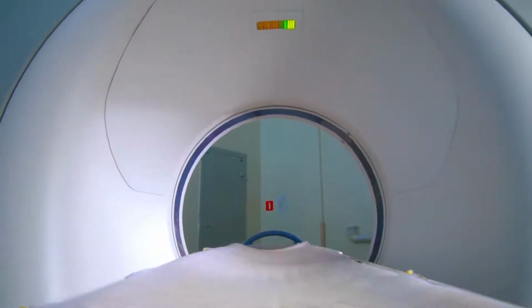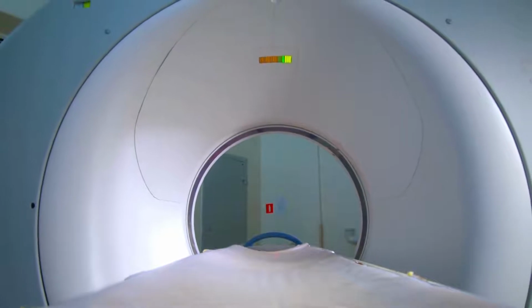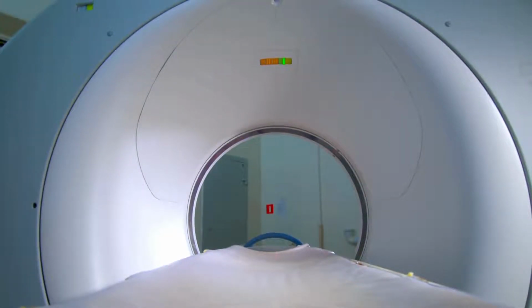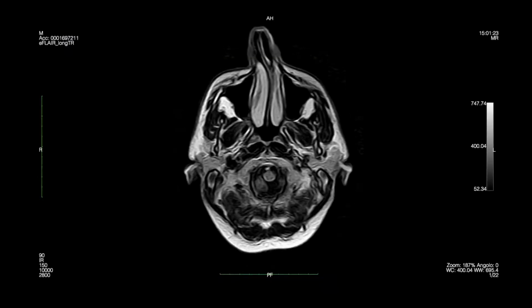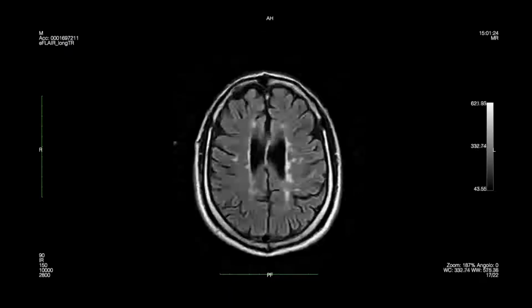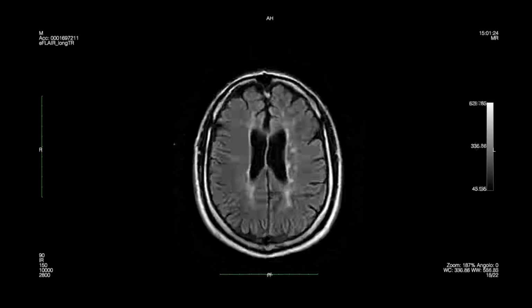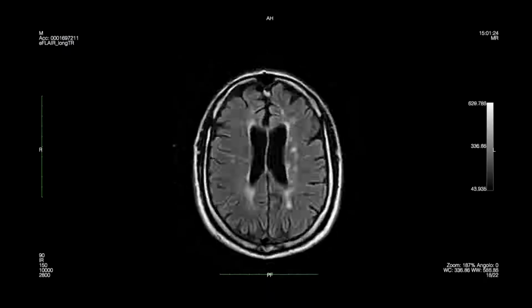Number 6. Single positron emission computed tomography. Single positron emission computed tomography, or SPECT, is a non-invasive neuroimaging technique that uses positron-emitting radionuclides to image brain function. The most common isotope used for SPECT imaging is fluorine-18, which emits positrons when it decays.